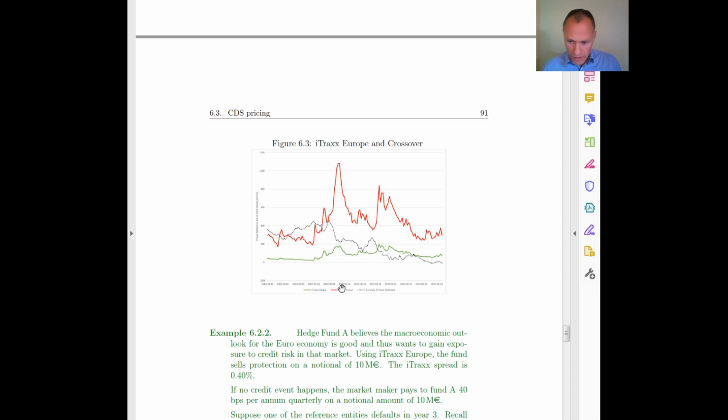The first spike, the figure is a bit small, but the first spike corresponds to the 2008 crisis, where credit spreads went up a lot, and this second peak here corresponds to the sovereign crisis of 2011, more or less. So these indices are a very fast way to get an idea of the market conditions. Again, just like you can look at the S&P 500 and get a very quick idea of how the stock market is behaving, right?